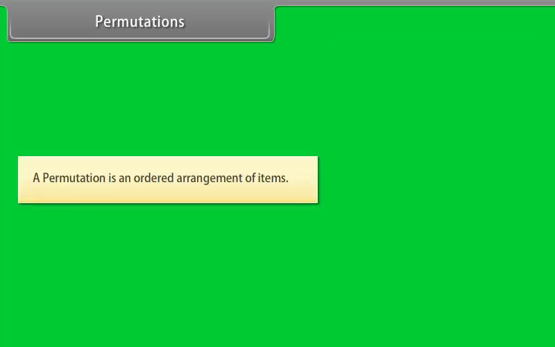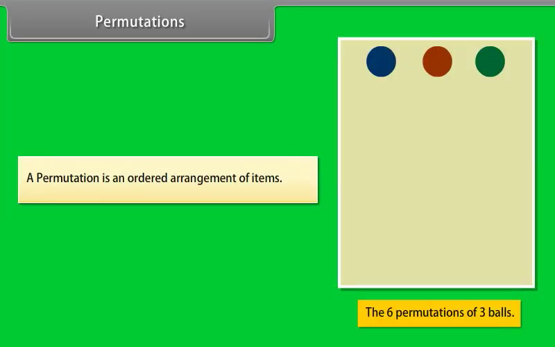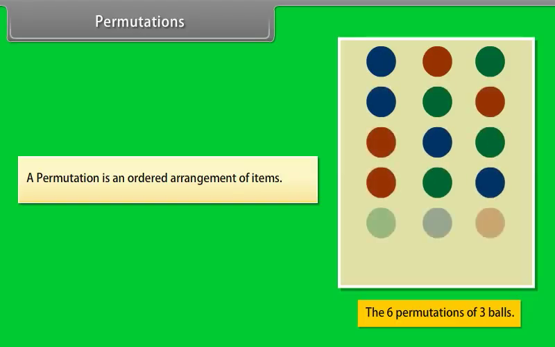Permutations. A permutation is an ordered arrangement of items. The concept shown below will clear your concepts. There are 3 balls which are arranged in ordered arrangement.